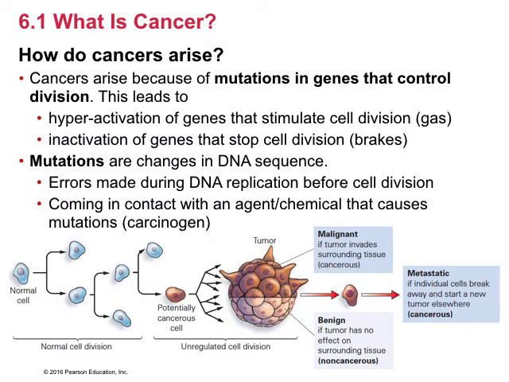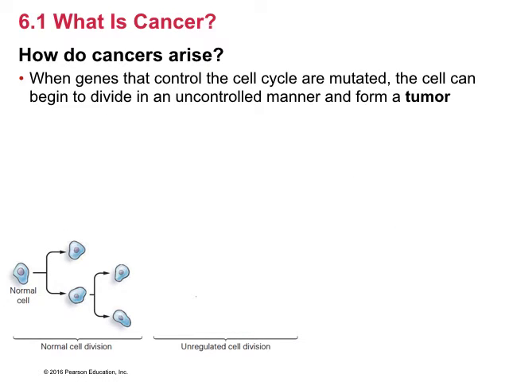Or mutations can come from contact with an agent or chemical that causes mutations called carcinogens, and we'll touch on this at the end of our lecture today. So when genes that control the cell cycle are mutated, when the DNA sequence is changed and that sequence changes the proteins that are encoded by the gene, the cell can begin to divide in an uncontrolled manner and form a tumor.